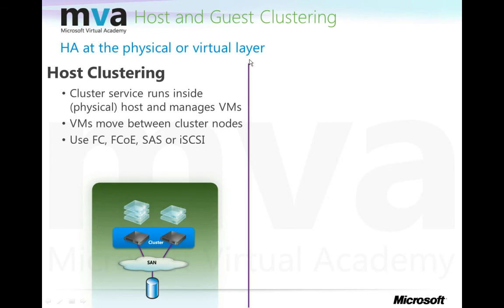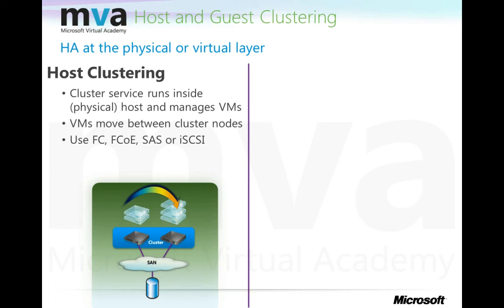Now there are 2 different types of clustering that can be done with Hyper-V. Up to now we've been talking about traditional failover clustering, which is known as host clustering. In this situation, the cluster runs on the physical hosts, VMs move between different nodes, and you could use any of the 4 types of shared storage technologies which clustering supports. This type of clustering is going to be the same type of clustering that you will see if you're using high availability with SQL, a file server, or with Exchange. We move things between different hosts.